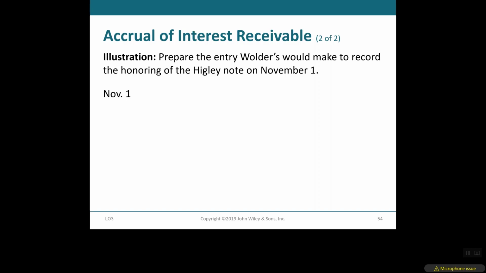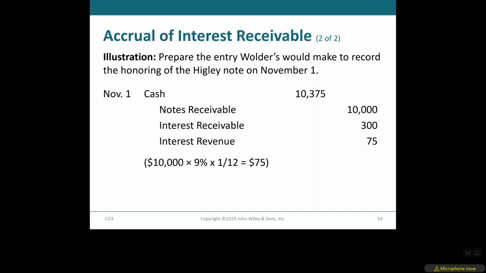Prepare the entry Walden will make to record the honoring of the Higley note on November 1. So we have cash 10,375. We have notes receivable 10,000, and then we have interest receivable of 300, and then we have interest revenue of 75.